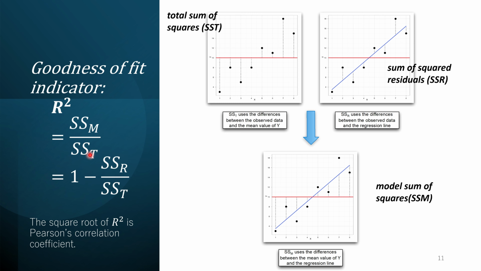And finally, we get R squared equals SSM divided by SST, or equivalently 1 minus SSR divided by SST. The closer R squared is to 1, the better the model explains the dataset. Also, in simple regression, the square root of R squared equals the Pearson correlation coefficient r. So R squared gives us a numerical summary of how well our line fits.